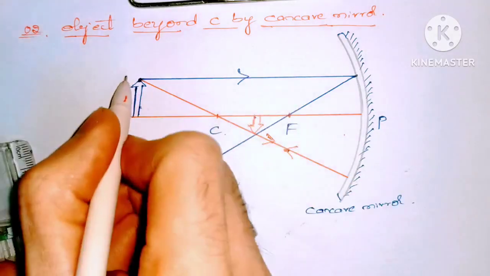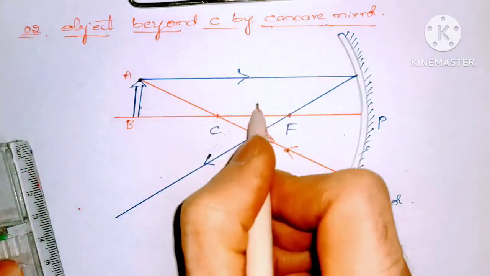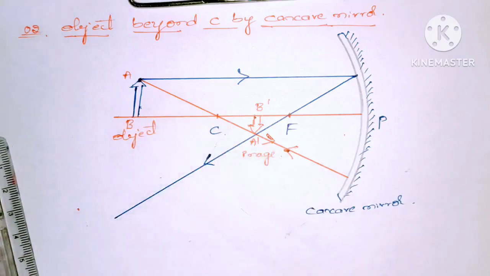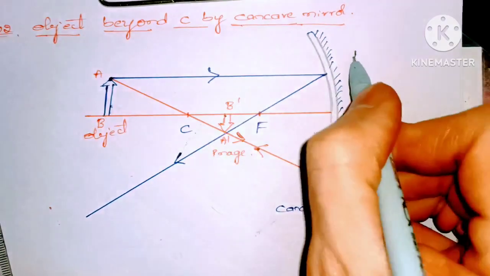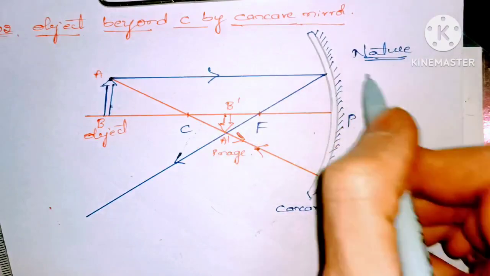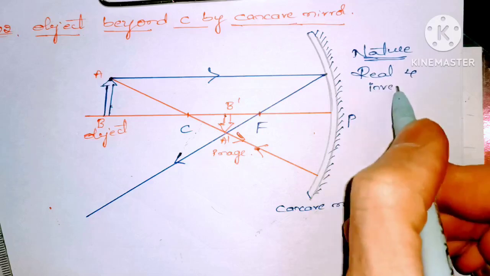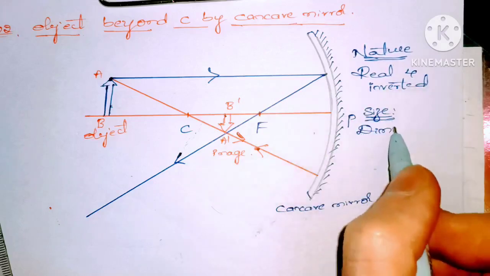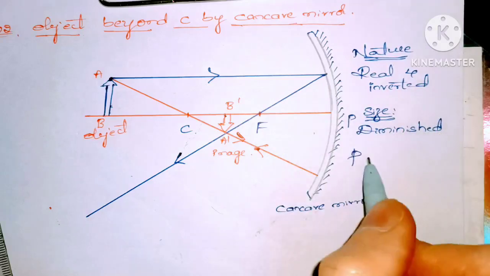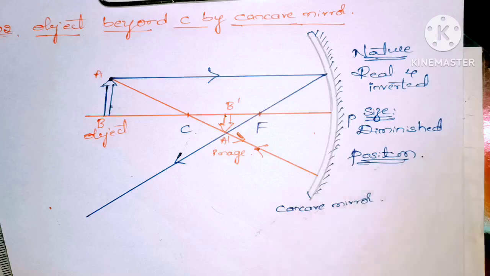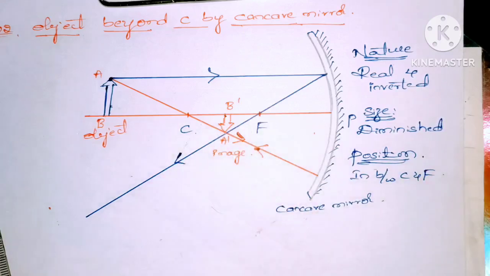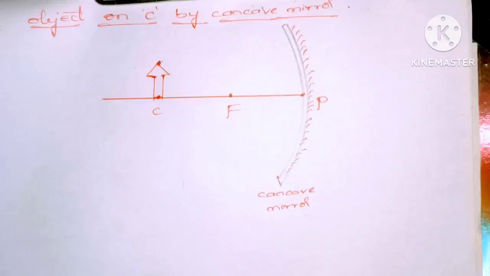Now keep the inverted image, and where you have kept the object, mark it AB and the image A dash B dash. Okay, this is the second construction. Now let's see the nature of the image. As I have told, for the first construction, real and inverted you have to write. And now the size, you see the object is bigger and the image is little smaller, so diminished, and the position is where we have got the image, in between C and F.